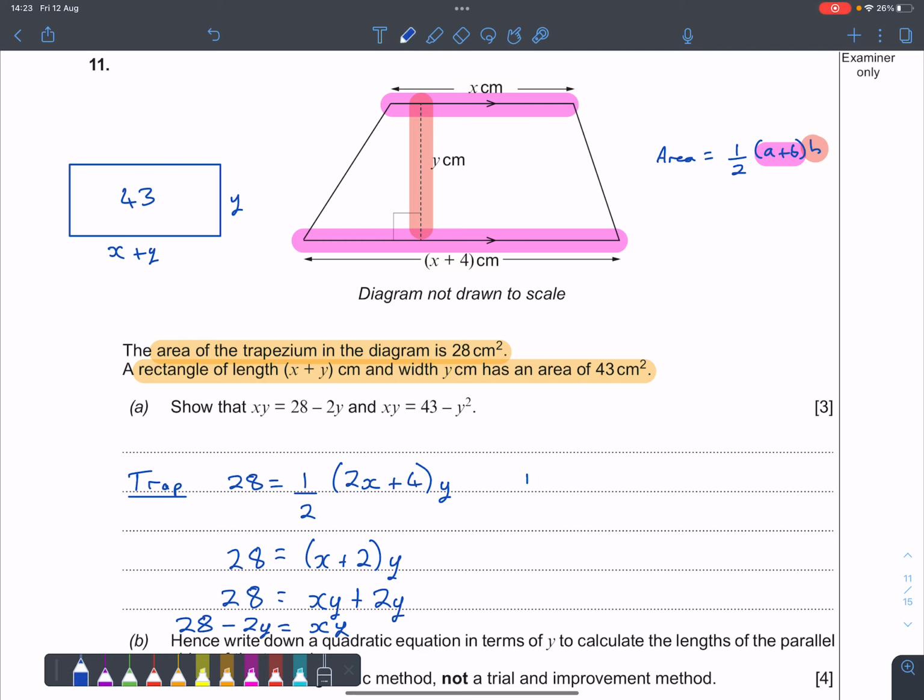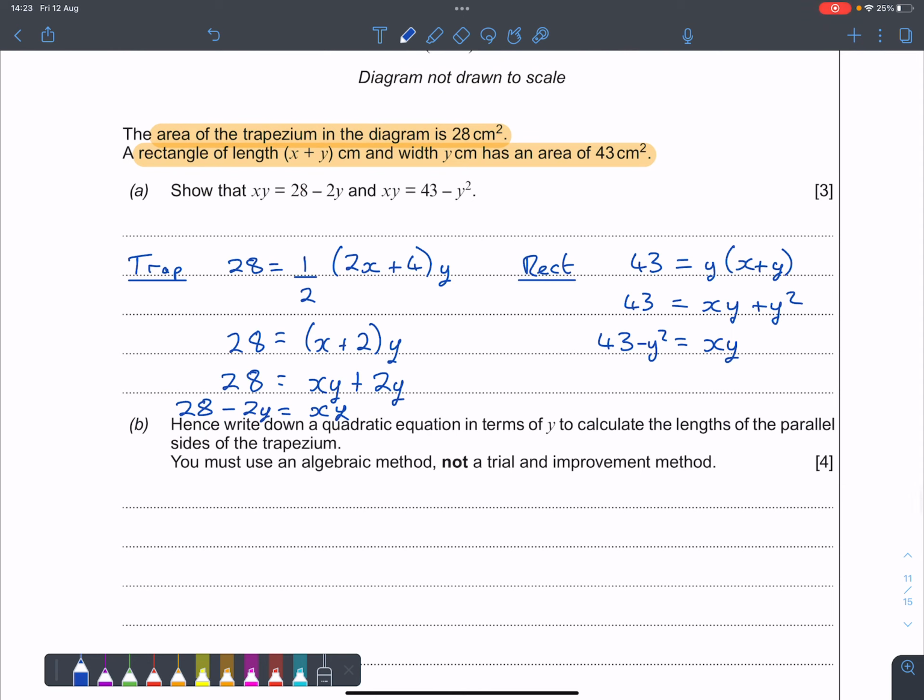So let's have a look at the rectangle. And we know that the area of the rectangle is 43. And the area of a rectangle is base times height. So it'll be y multiplied by x plus y. Expanding the brackets, xy plus y squared. And let's have a look at what we need to get to. We want xy to be the subject here, so I need to take y squared off both sides. So I get 43 minus the y squared is equal to this xy.